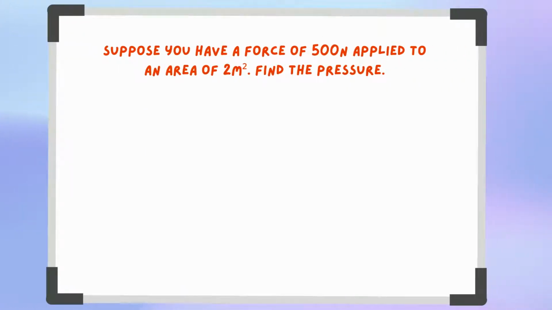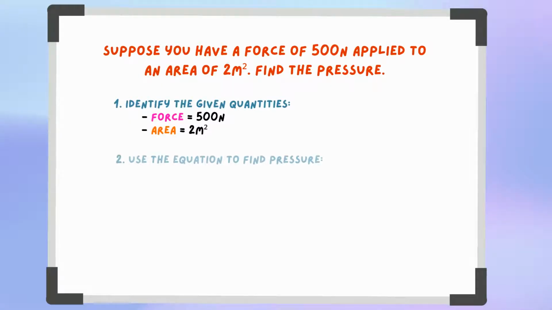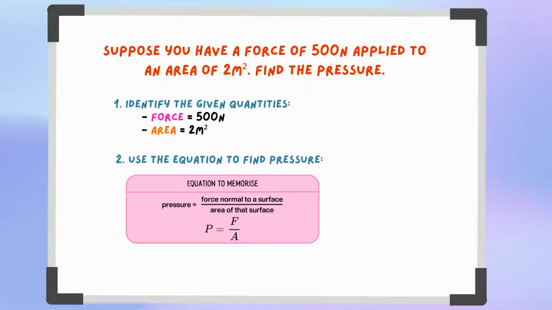Let's now consolidate our knowledge by looking through some worked examples. Suppose you have a force of 500 newtons applied to an area of 2 meters squared. Firstly, identify the given quantities, and then to find the pressure, use the formula pressure equals force over area. Substituting the values in, pressure equals 500 newtons divided by 2 meters squared, giving 250 pascals. So, the pressure exerted is 250 pascals.